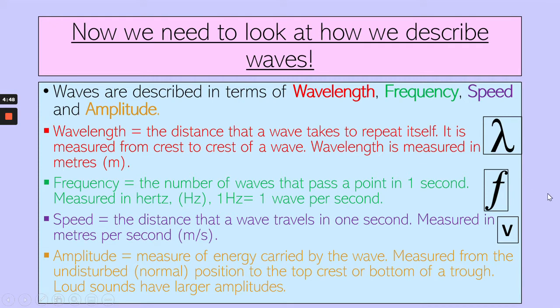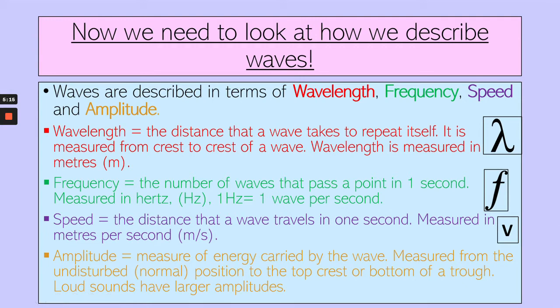Frequency is the number of waves that pass a point in 1 second, and it is measured in hertz, 1 hertz being equal to 1 wave per second. Again, this is the symbol for frequency. Speed is the distance that a wave travels in 1 second and is measured in meters per second. As you can see here, this is the symbol for speed.